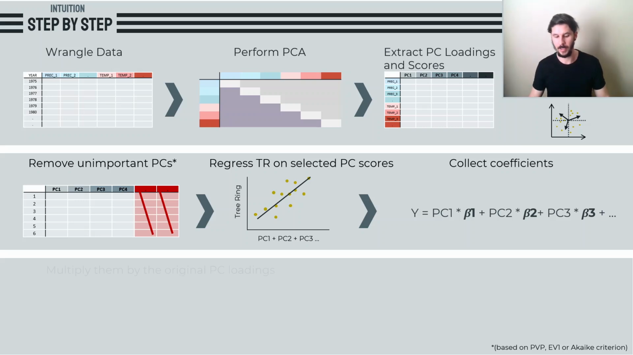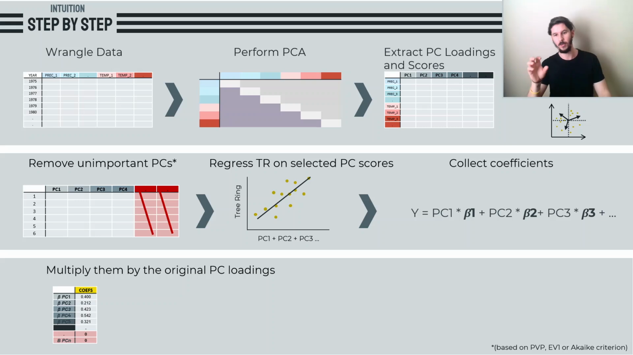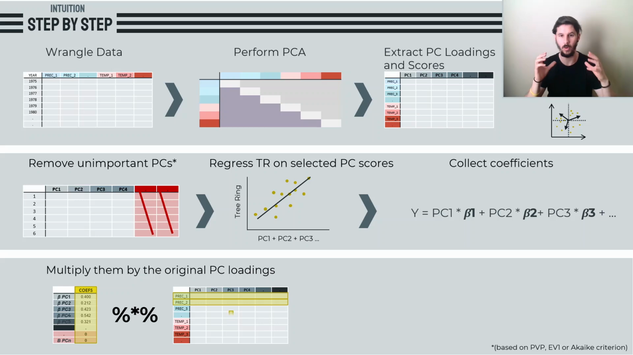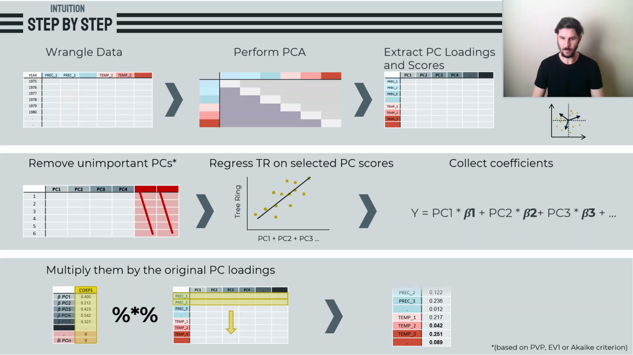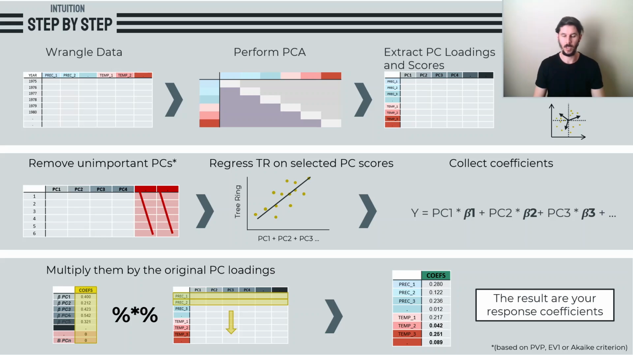So the last step is to actually use those coefficients of principal components and revert them to actual coefficients related to the variables that we are interested in, right? You do this by multiplying those coefficients by the original PC loadings, and then you end up with a table like this, which are your response coefficients. These response coefficients represent how much each of those variables individually contribute to tree growth. Well, that's really interesting, and that's something you don't have with simple correlations.